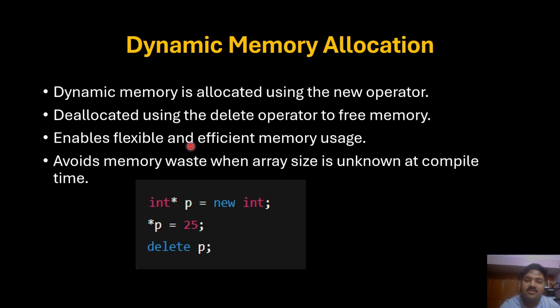It enables flexible and efficient memory use. So using new and delete, we can allocate and deallocate memory at our own convenience. So the memory usage is flexible and efficient. Also, it avoids memory wastage. If we are using the memory efficiently, memory wastage is less. It also helps with arrays when the size is unknown at compile time.